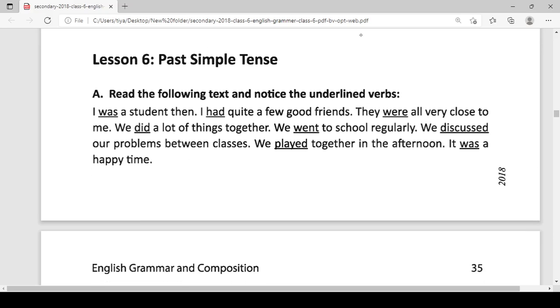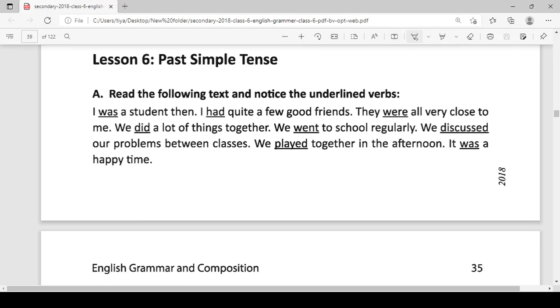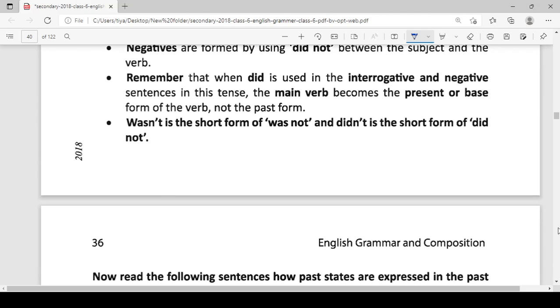What is the structure of the simple past tense? The structure is subject plus second form of the verb plus object. Okay. Now we have some more.